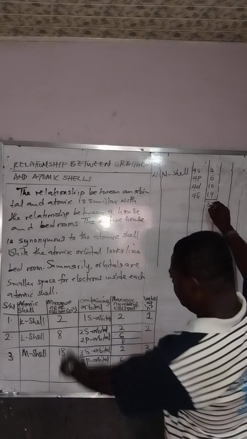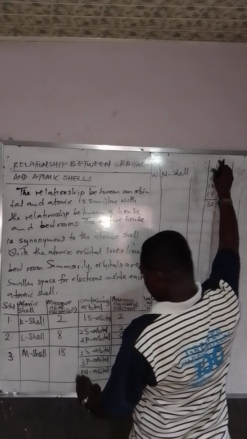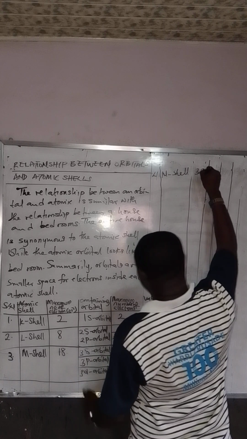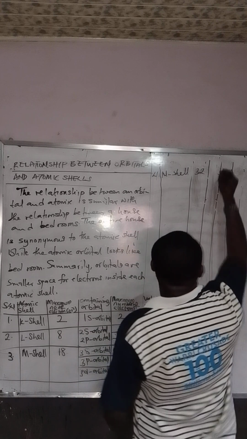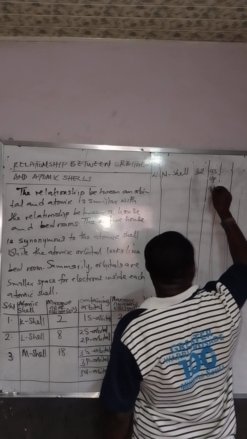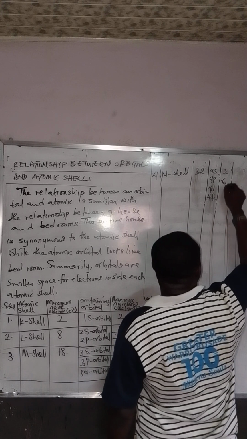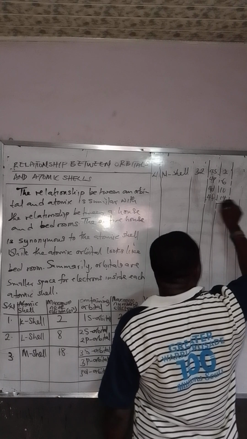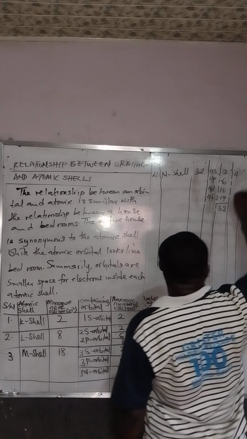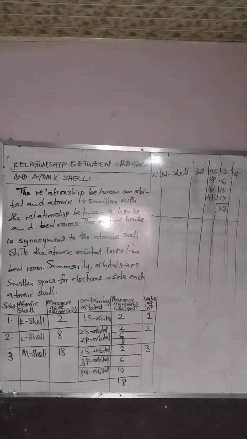So I should add this in this column. The maximum number of electrons this N shell can carry is 32. Then the orbitals it contains are 4s, 4p, 4d, and 4f. S will carry a maximum of 2, this one a maximum of 6, this a maximum of 10, and this a maximum of 14. Add everything together is 32. Then why did I get this 4, 4, 4, 4? The principal quantum number is 4.